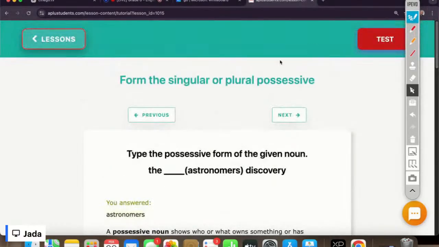Okay, so here, type the possessive form of the given noun: the astronomer's discovery. Can you tell me the possessive form of this particular noun on the chat? Can you send it to me?